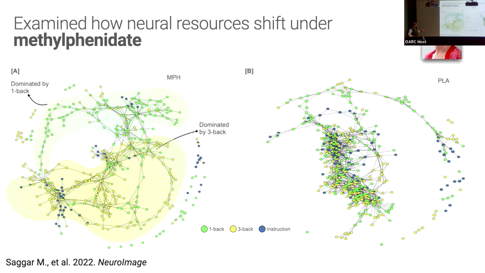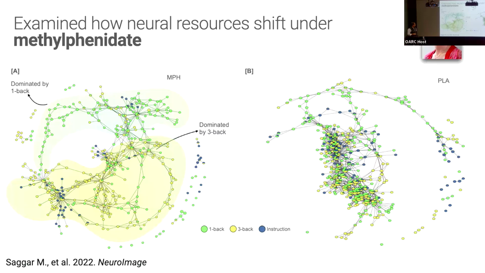But this is one of the cool papers from Monique. Monique's data set is where she gave people a threat of shock paradigm, and within that paradigm they were supposed to do a working memory task, 3-back, 1-back. Right before the task, they gave them methylphenidate. Methylphenidate, if you don't know, is like Ritalin. It's supposed to enhance executive functioning. And they do find that people who take MPH have much better behavioral performance than people who are not on MPH. And the question was, how is that happening?